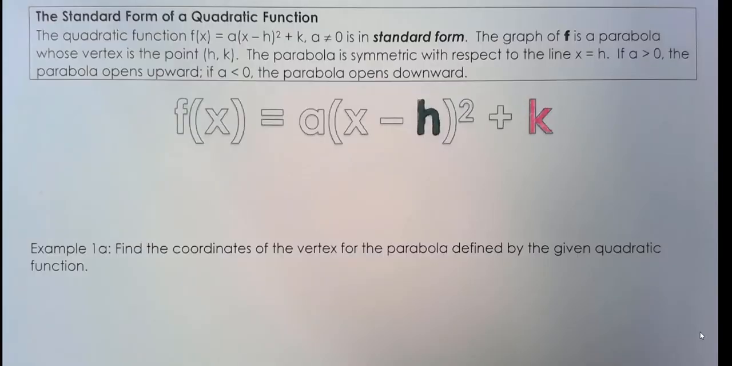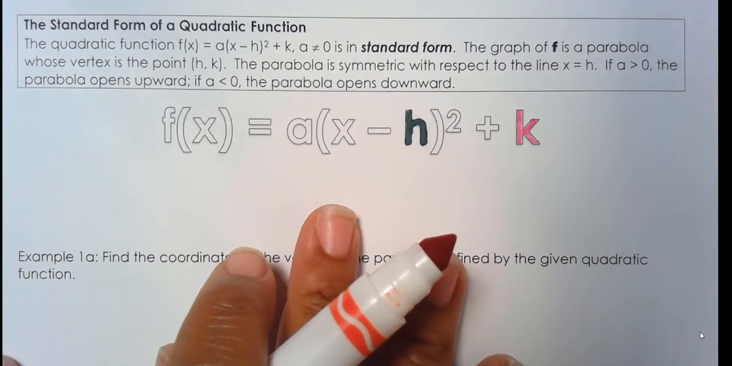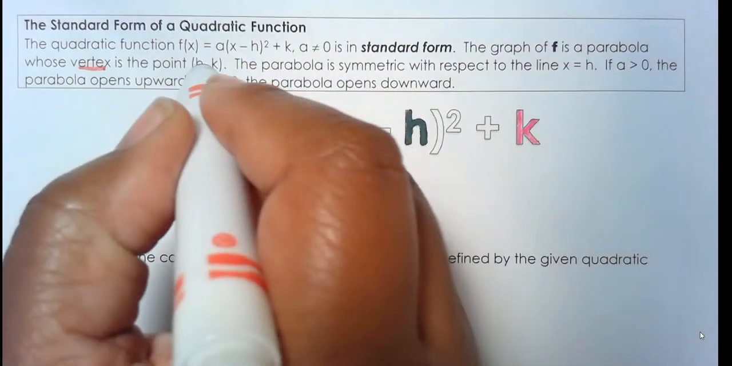All right, so first we're going to look at how to find the vertex given two types of equations: when you have a quadratic function that's in standard form and when it's not in standard form. So we have a function f of x is equal to a times the quantity of x minus h squared plus k, where h and k represent the vertex. So the vertex of the point is (h, k).